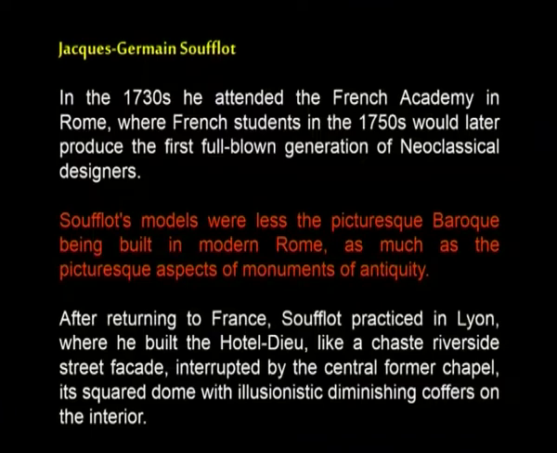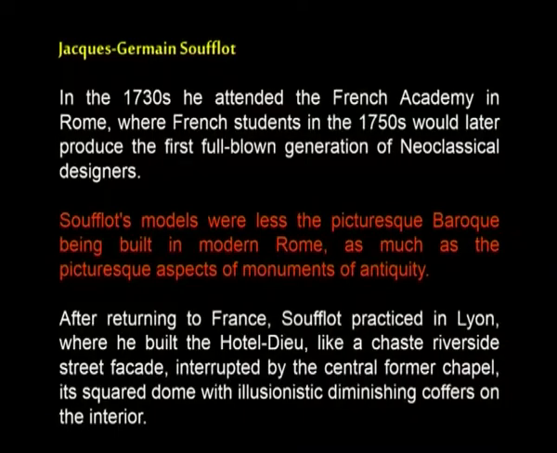In the 1730s, he attended the French Academy in Rome, where French students in the 1750s would later produce the first full-blown generation of neoclassical designers. Soufflot's models were less the picturesque Baroque being built in modern Rome as much as the picturesque aspects of monuments of antiquity. After returning to France, Soufflot practiced in Lyon, where he built the Hôtel Dieu, like a chaste riverside street facade interrupted by a central former chapel, its quiet dome with illusionistic diminishing coffers on the interior.